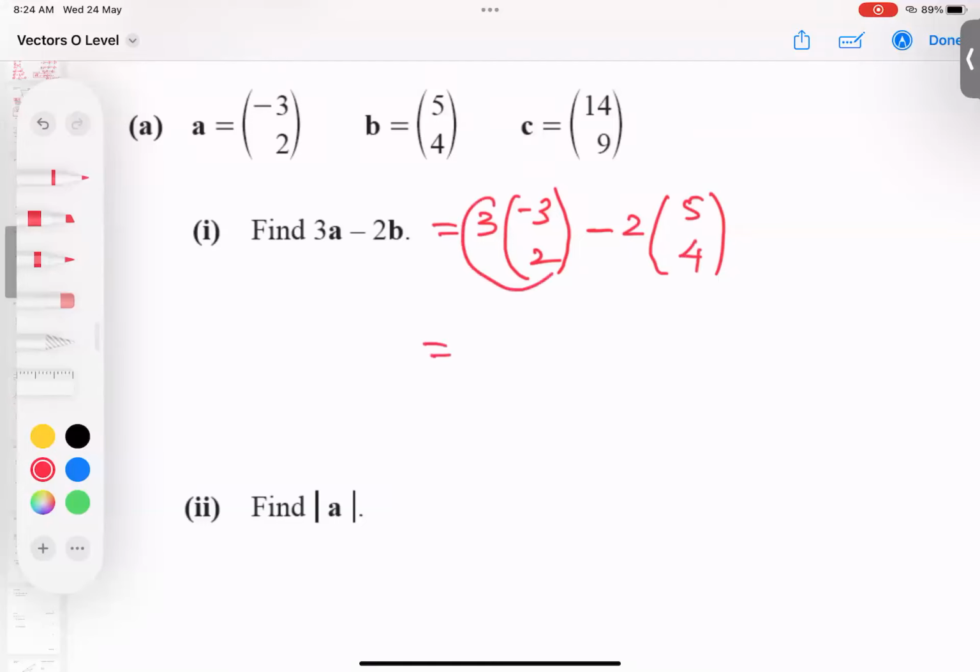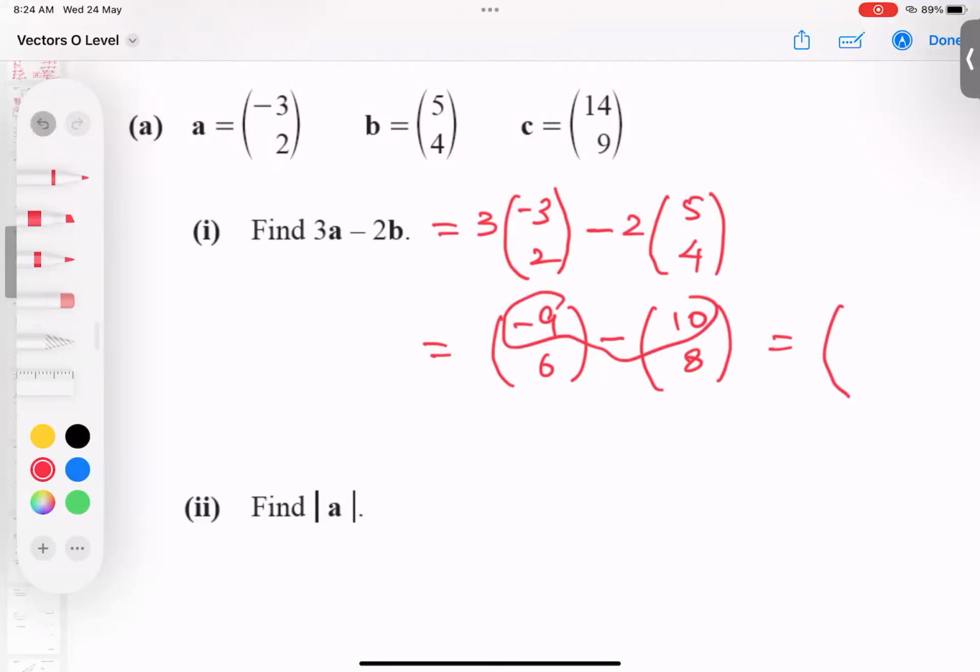Now, this 3 multiplies inside both values. I get negative 9 and 6. And 2 multiplies 5 and 2 into 4. 2 5s are 10 and 2 4s are 8. And finally, I get my answer: negative 9, negative 10, I get negative 19. And 6 minus 8 will give us negative 2. And I believe this point is very, very clear.